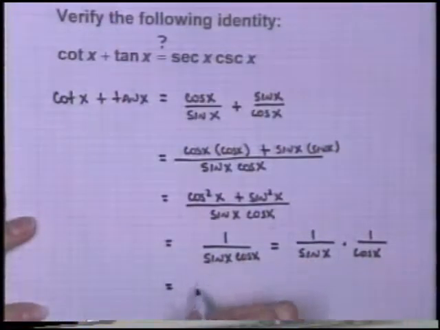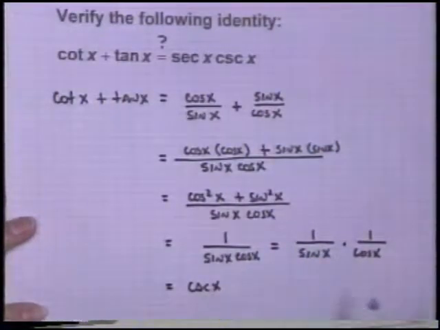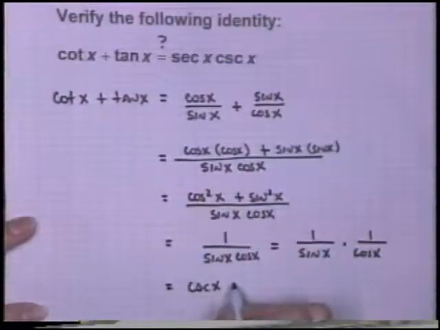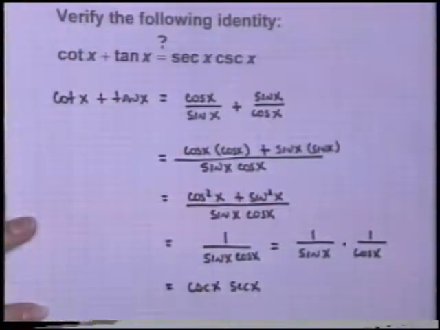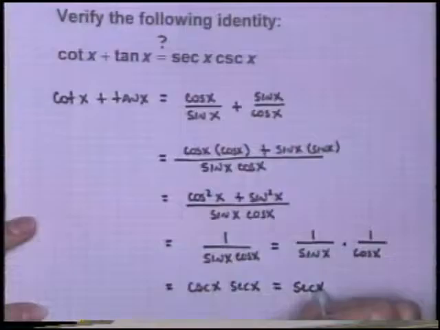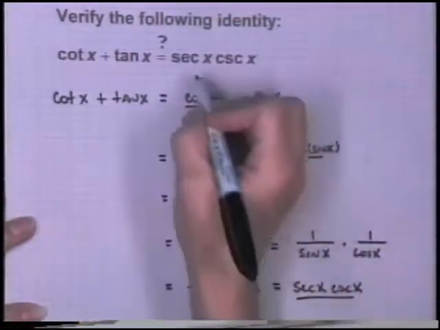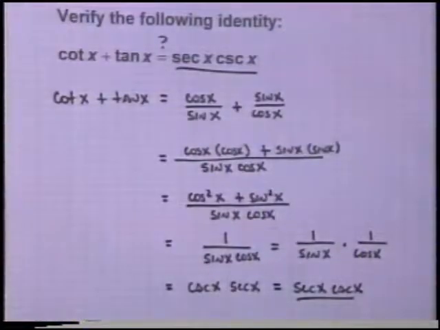I know that 1 over sine x is what? Cosecant x. And 1 over cosine x is secant x. That's using my fundamental identities. Now let's look at this. Cosecant x, secant x, that's a product, so it can be written in another order, equals secant x times cosecant x, which is my objective, what I wanted to try to show.